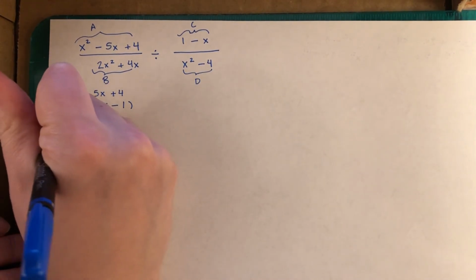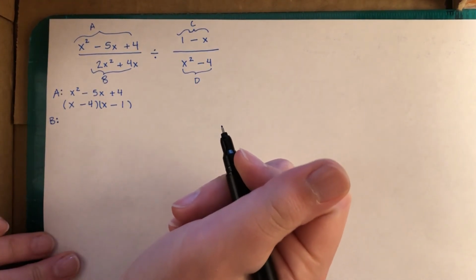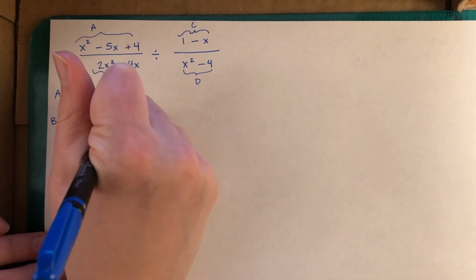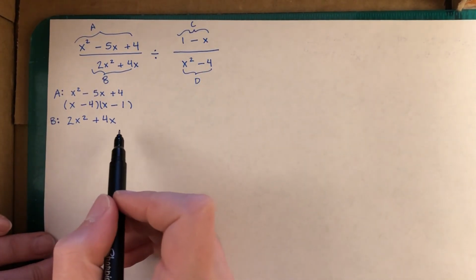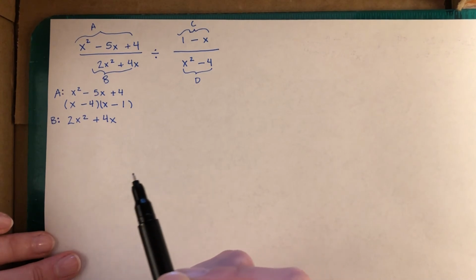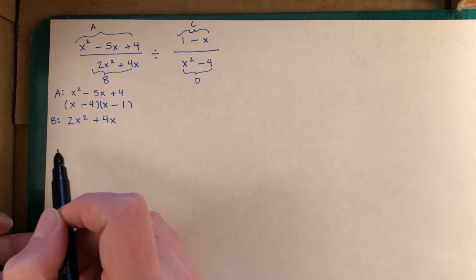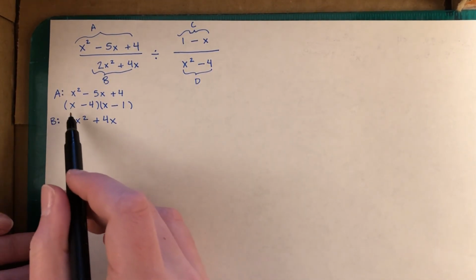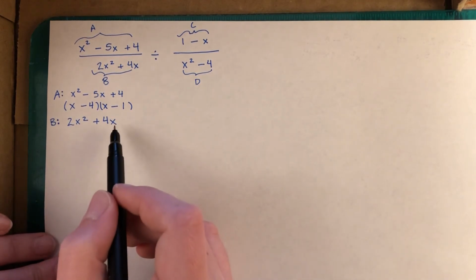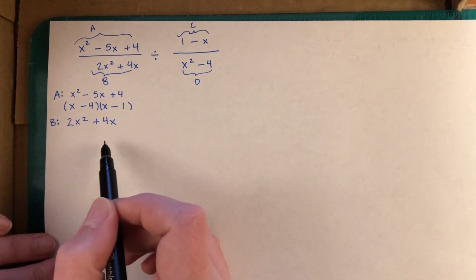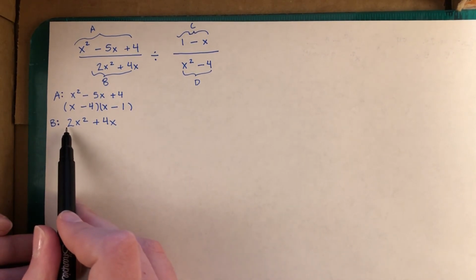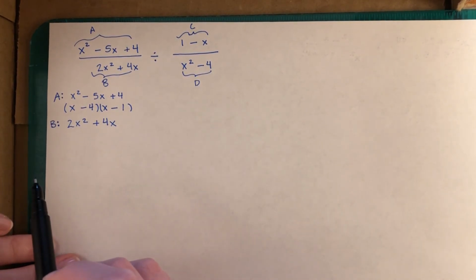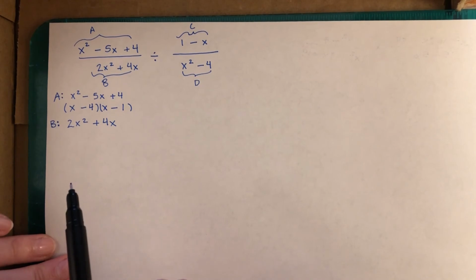Now I'm going to look at B. B is 2x squared plus 4x. When I've got two terms like this, maybe your first thought is to try difference of squares. But difference of squares isn't going to work here for a couple of reasons. There's no number times itself that would give me 2. I've got an x here that's not an x squared. But because both terms have an x in them, that tells me that definitely the first thing I want to try is looking for a greatest common factor.